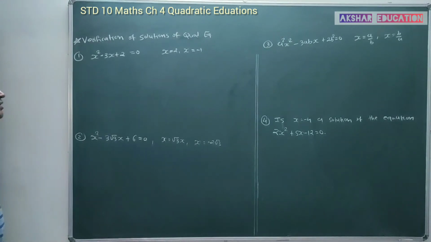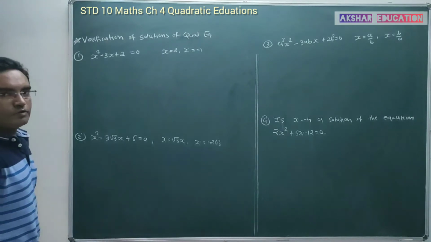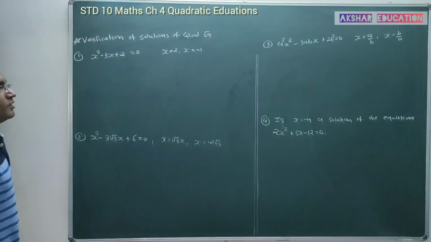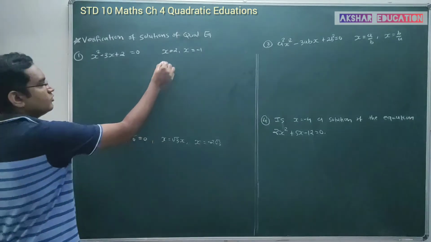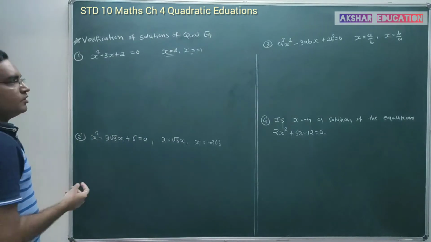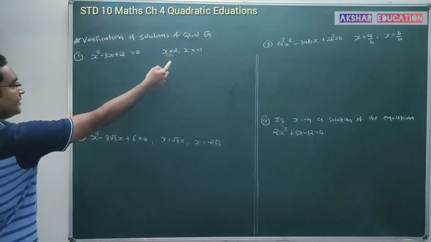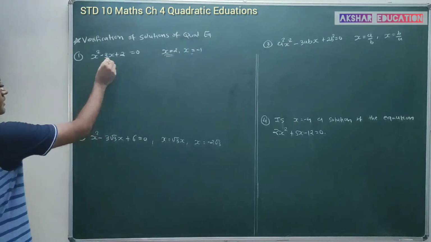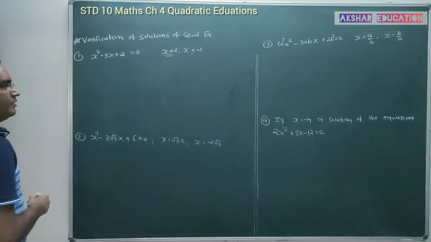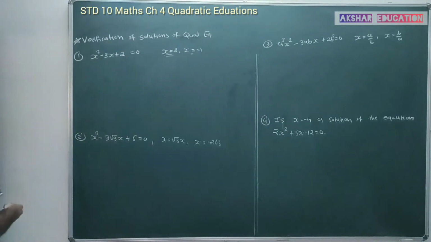Okay, now students, the next type of question is one in which you have to verify whether the given values of x are solutions of the given quadratic equations or not. In the first type of sums, we identified whether the given equation is a quadratic equation or not. Now for this type, we have to check whether the given values of x are the solution of this quadratic equation. What you have to do is put the values of x into the given equation. From the left hand side, you have to derive the right hand side. If it is 0, then we can say that the given value of x is the solution of this quadratic equation.